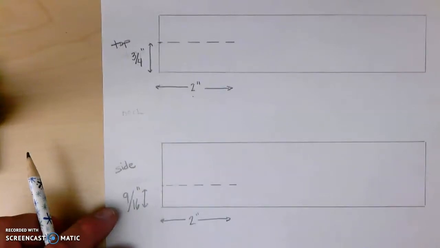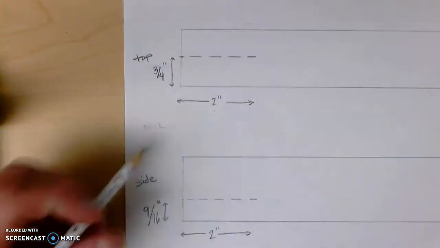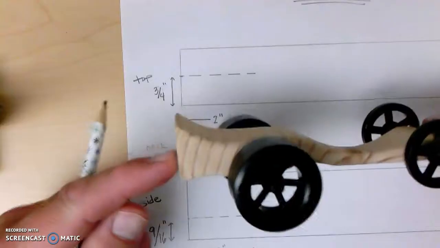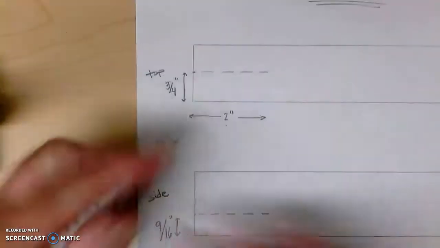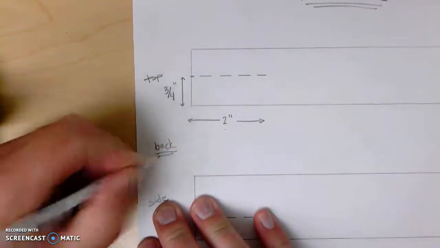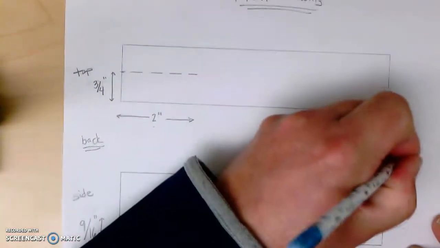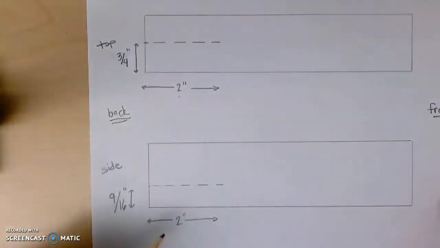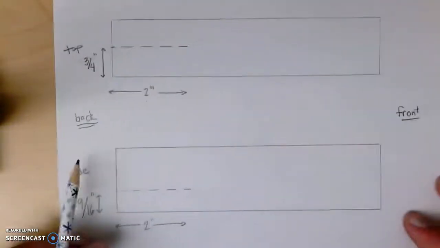Alright, one other thing that I forgot to mention is the air hole. Where is the air hole drilled? Well, it's drilled in the back of the car. So I'm just going to label my drawing that this is the back of the car, and this would be the front. If you haven't gotten the dotted lines in there representing where the air hole is going to get drilled, go ahead and do that right now.